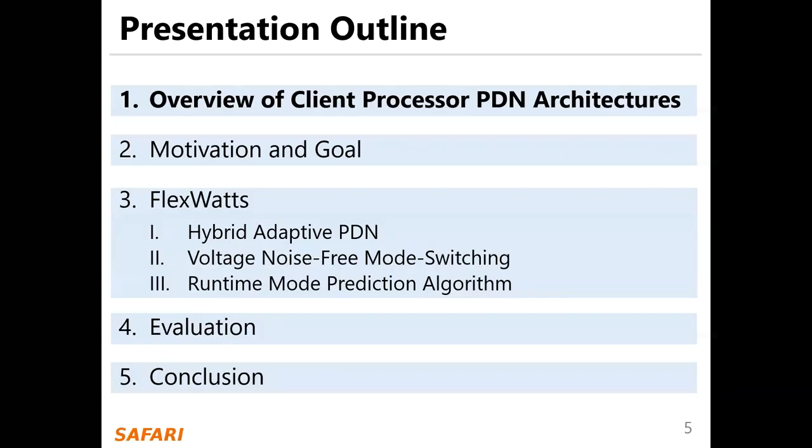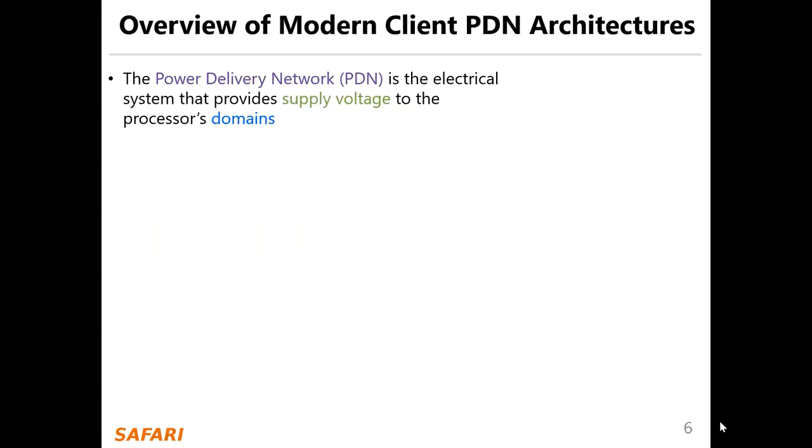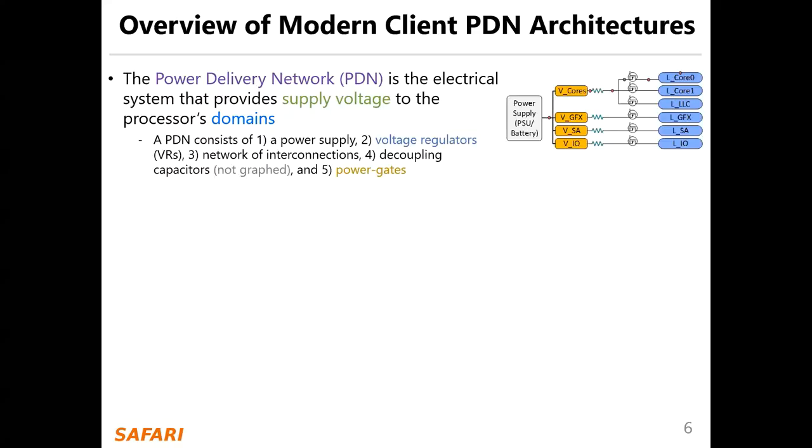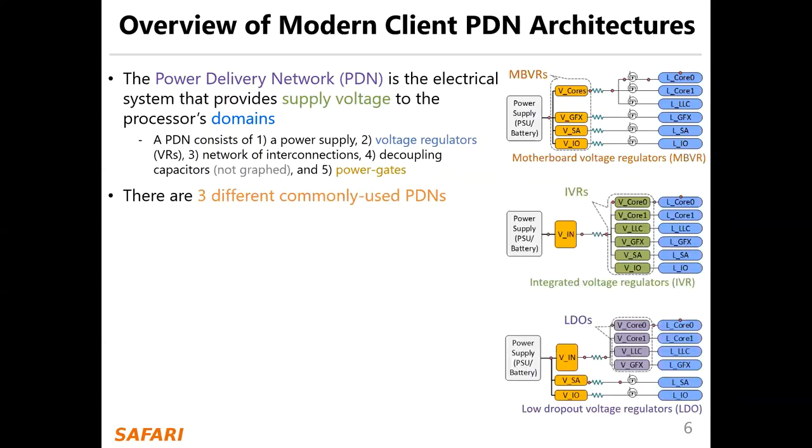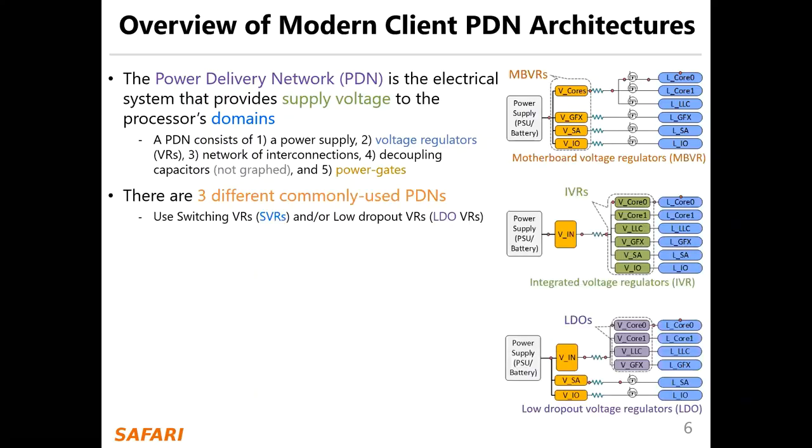I will begin with a brief overview on client processor PDN architectures. The power delivery network is the electrical system that provides supply voltage to the processor's domains. A PDN consists of a power supply, voltage regulators, network of interconnections, decoupling capacitors, and power gates. There are three different commonly used PDNs. PDNs normally use switching voltage regulators and/or low-drop output voltage regulators. An SVR can be placed on the motherboard, which is called MBVR, or integrated on-chip, which is known as IVR.